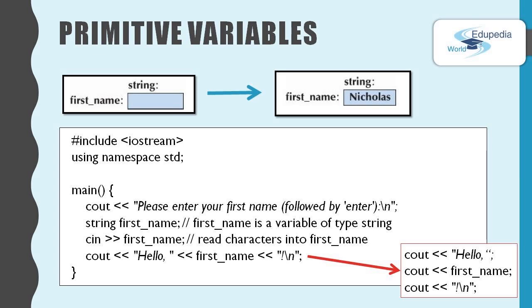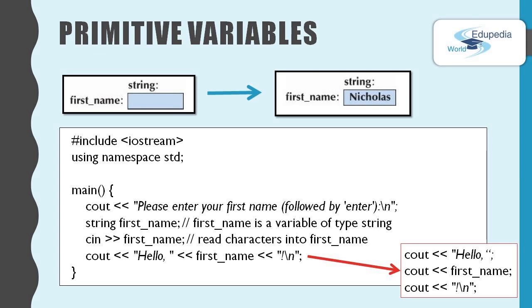The first line in the function body is a cout. That means what's inside this double quotation will be output in the console. It says, please enter your first name followed by enter. The \n represents that the cursor will go to the next line. This type of message is typically called a prompt because it prompts the user to take an action.